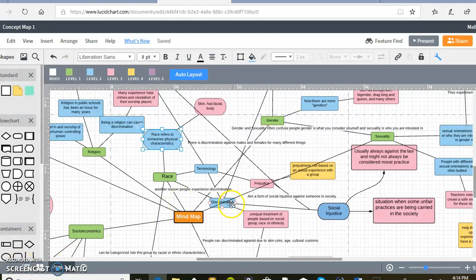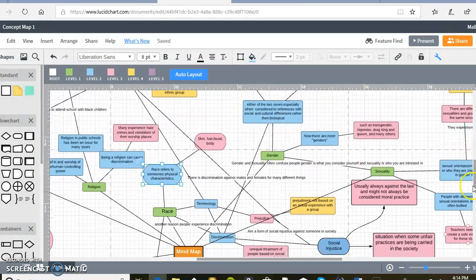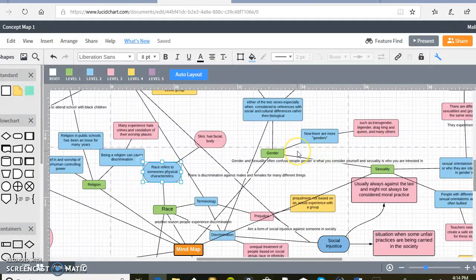And I also connected discrimination to gender, with male and female and transgender people feeling discriminated against a lot in society now. These do connect to each other. And then I went on to connect gender and sexuality, as they are often confused with being the same thing, but sexuality is more of who you're interested in, like if you're a girl interested in a guy or interested in a girl. And gender is who you identify with, like your group you identify.